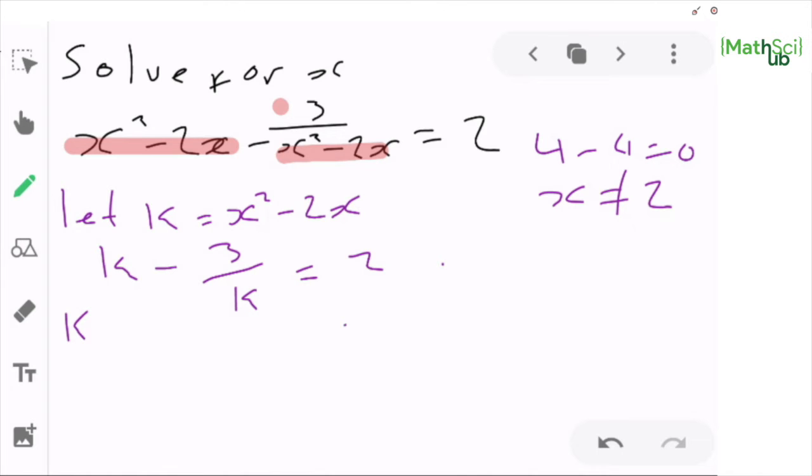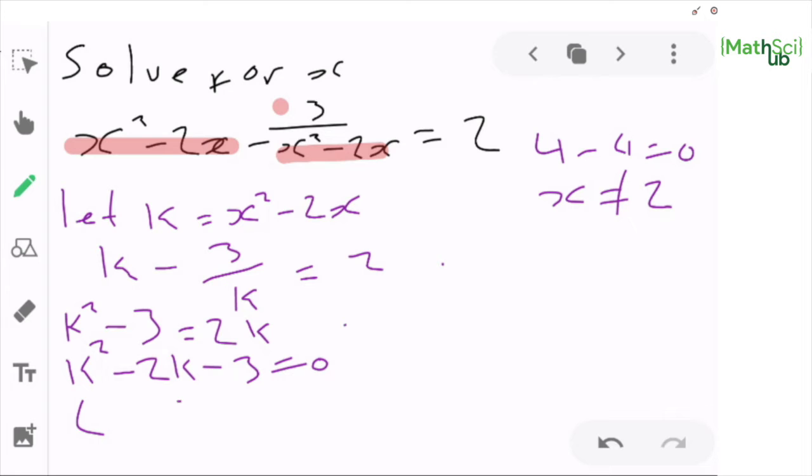You're going to get k squared minus 3 equals 2k. Let's get everything else on one side, meaning we're going to get k squared minus 2k minus 3 equals 0. Now let's get the factors of k.